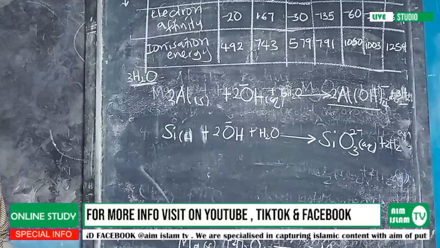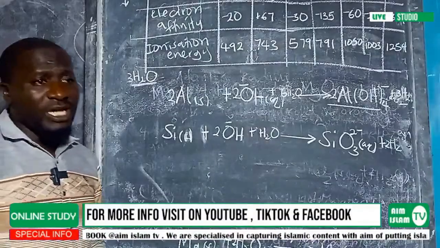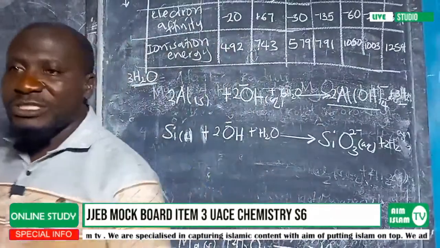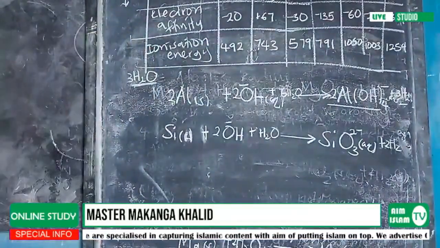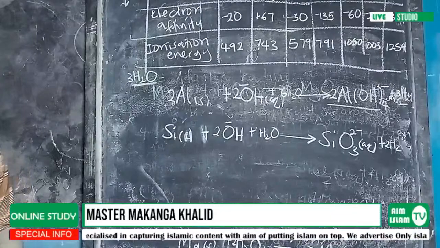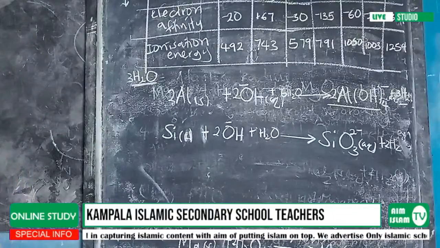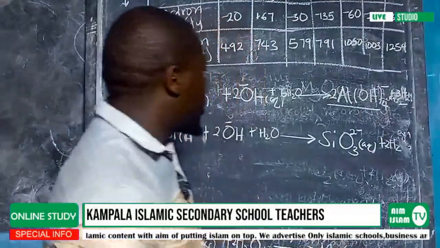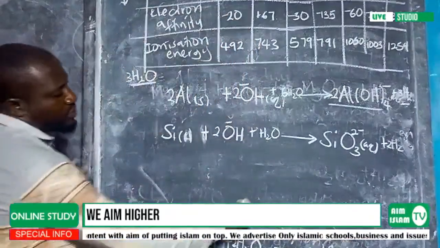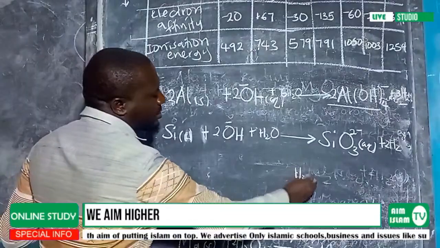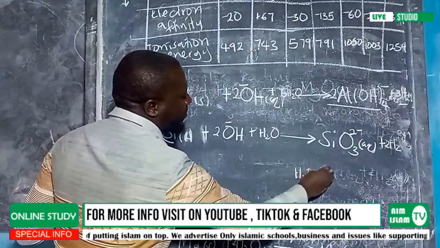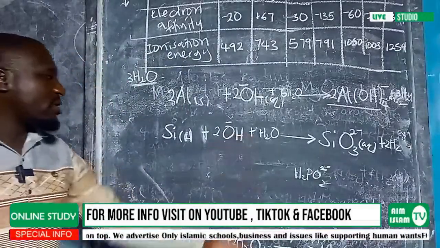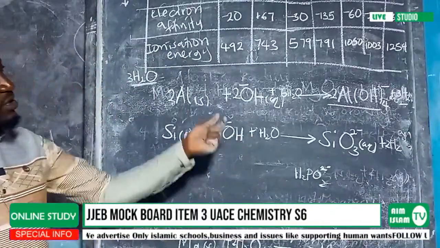With phosphorus, it also reacts with alkali. When the phosphorus reacts with sodium hydroxide, you form this product, plus our phosphine. You form that product and the phosphine. So you should look for that.